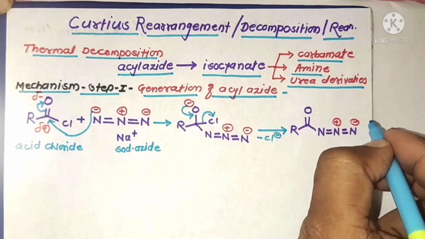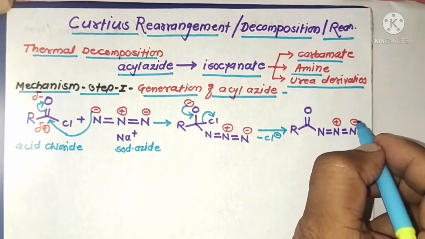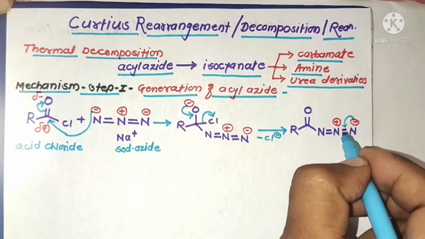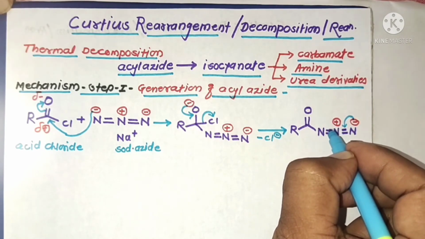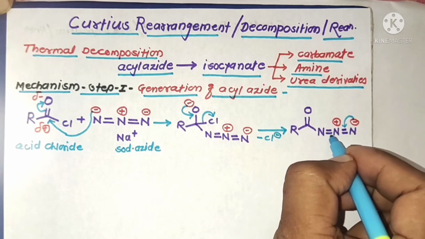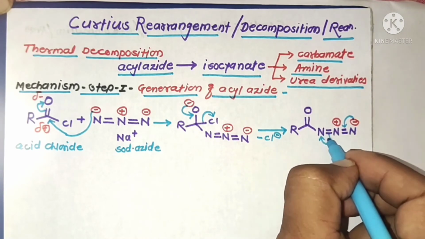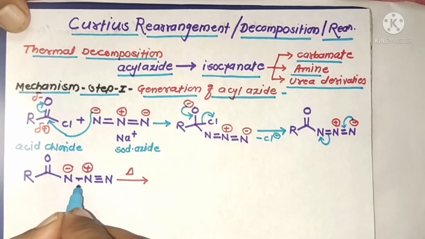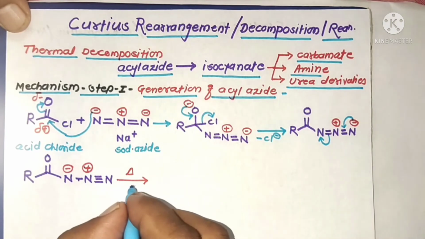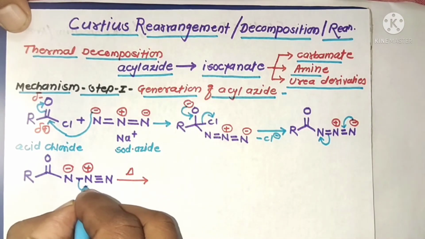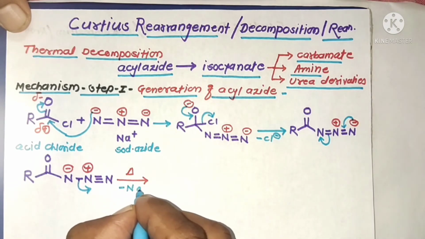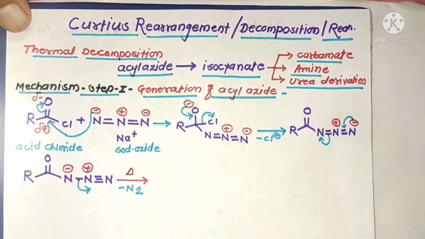Now the non-bonded pair of electrons on the nitrogen atom coordinates with the neighboring nitrogen atom to form a double to triple bond. Then these bonding electrons shift toward the nitrogen atom to form the acyl nitrene. This molecule decomposes to eliminate N2 gas.